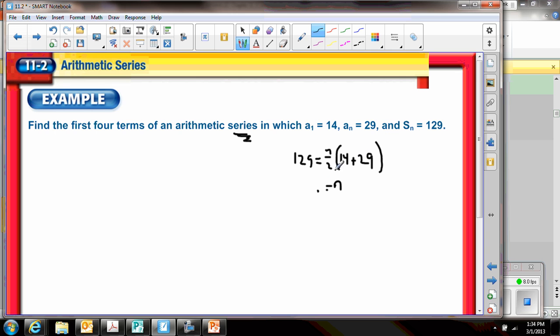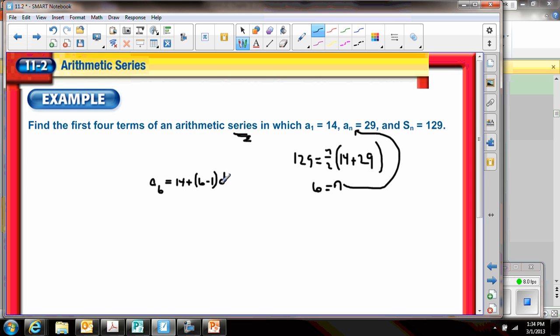Which, if I divide by that 43, gives me n equal to 6. That looks a little bit better, a little more reasonable. Now, what this tells me is, since n is 6, the 6th term has to equal 29. And if the 6th term has to equal 29, I can go back to what I know about sequences and say a sub n, in this case a sub 6, has to equal a sub 1, 14, plus n minus 1, 6 minus 1, times my common difference d.